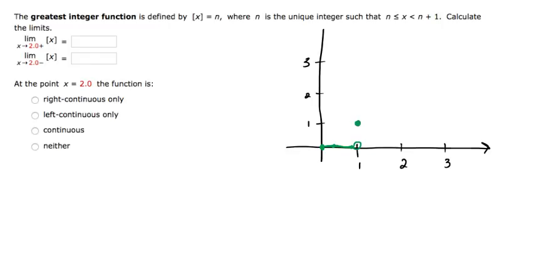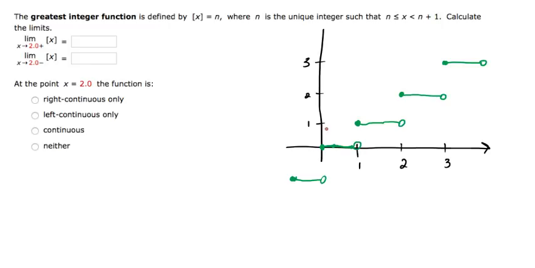Okay, then for all the decimals between 1 and 2, 1.2, 1.5, all of those, the greatest whole number less than or equal to any 1 point something is 1. So we always round down right up until we get right at 2, and then the greatest whole number less than or equal to 2 is 2. Once you get the pattern established, it's pretty easy to sketch the graph, and you can actually keep going through negative numbers that way too if you want.